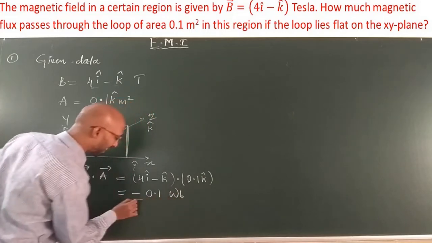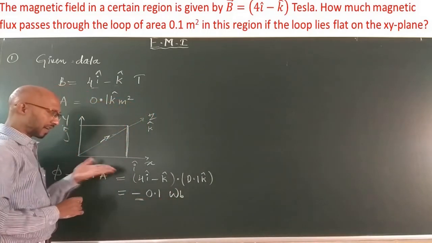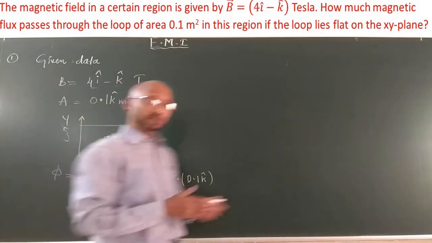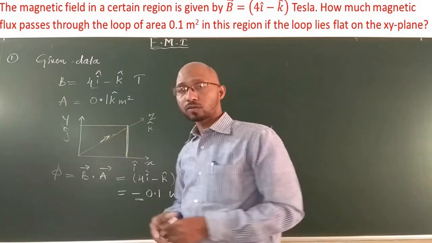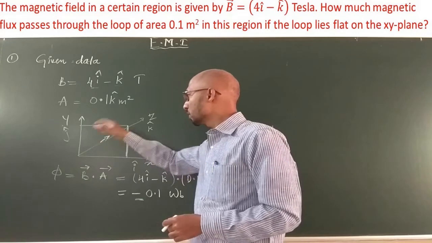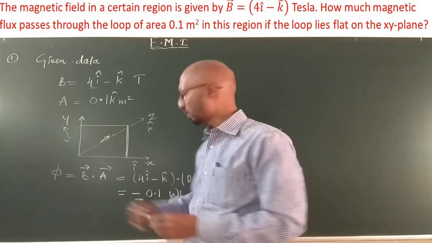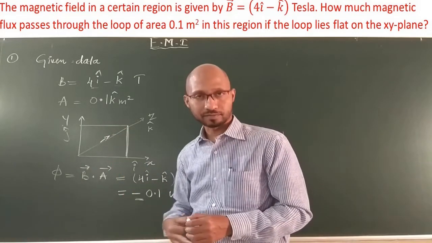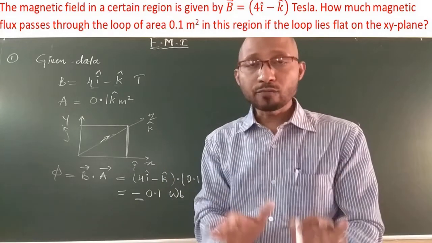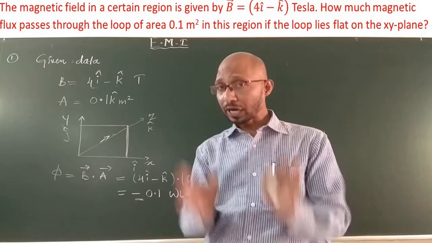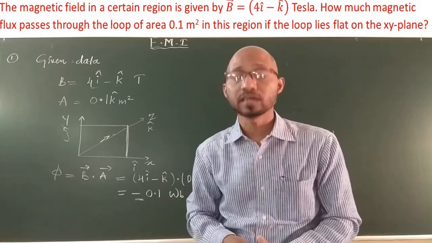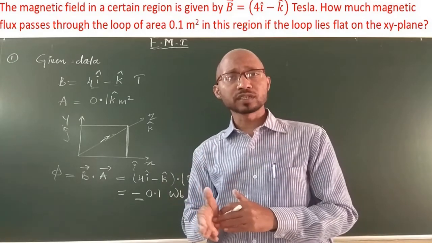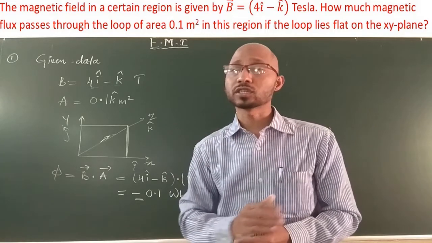Now what does this minus sign represent? The minus sign represents that the magnetic flux is passing normally in an inward direction to the plane. If it is plus, it is an outward direction. You have to understand that. If your magnetic flux value comes negative, the flux is inward to the plane. If it comes positive, the flux is outward to the plane.